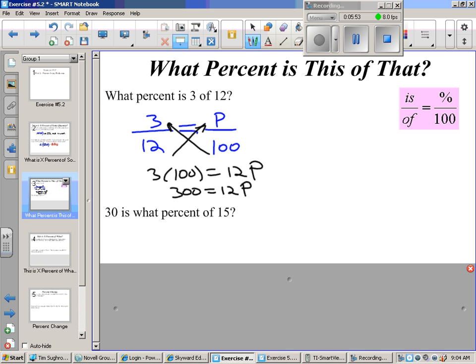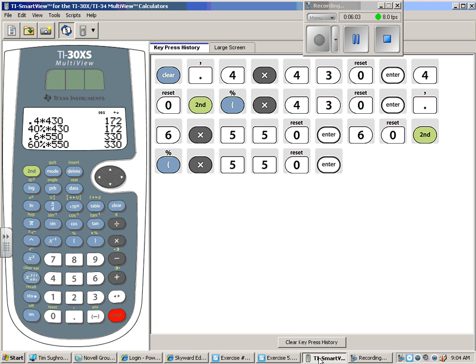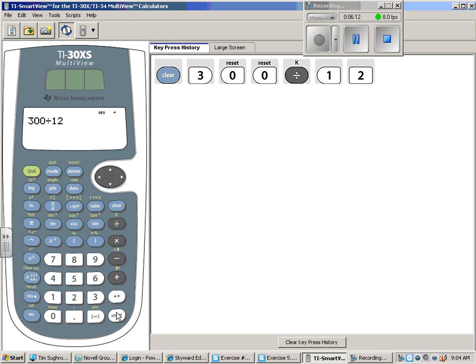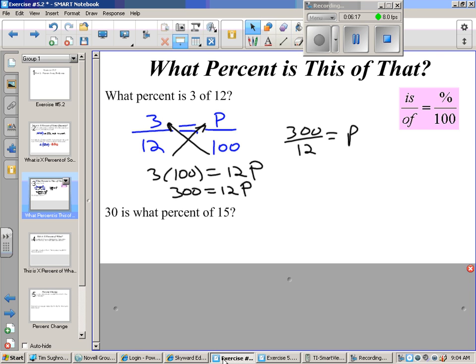If you want to do it in your calculator, you certainly can just do it there. And take 300 divided by 12. Or you could reduce it down. But I'm going to try to show you some calculator work, mainly because I want you to feel comfortable typing things into your calculator. It's 25%. Is everybody okay with that?